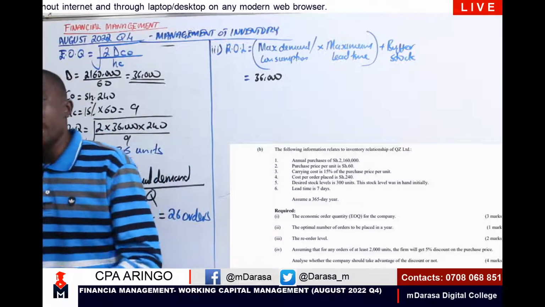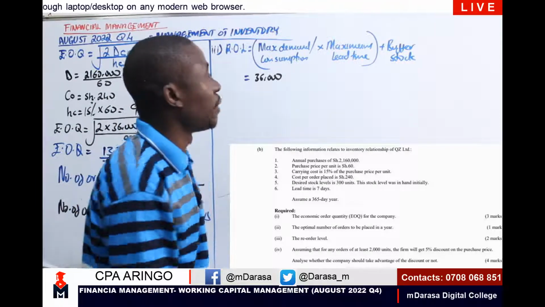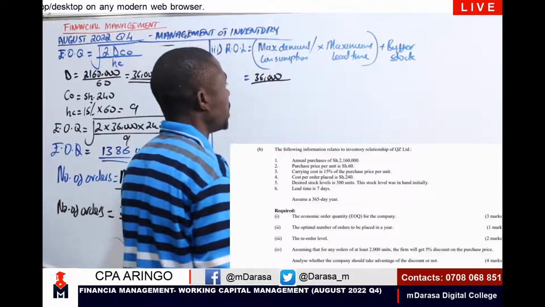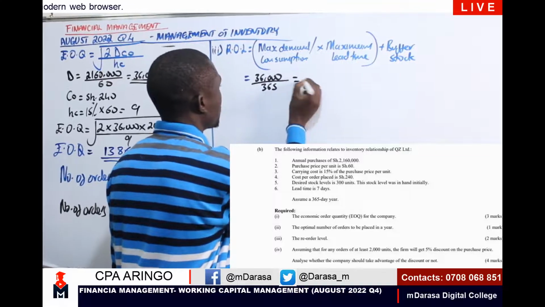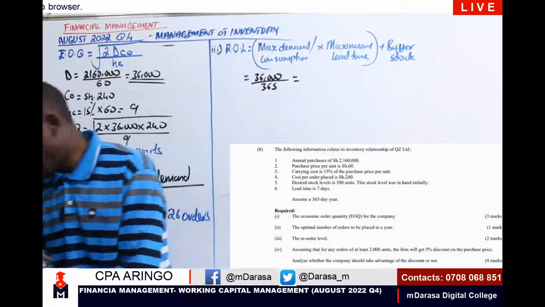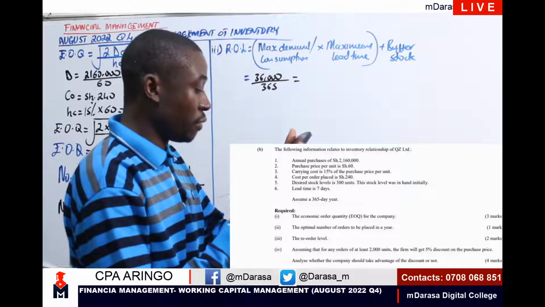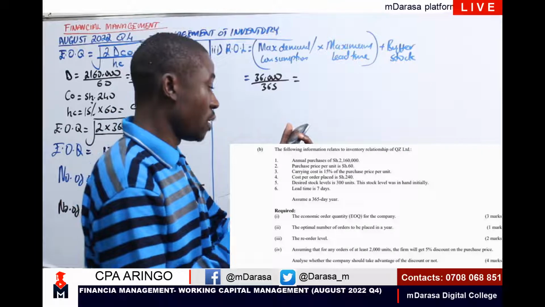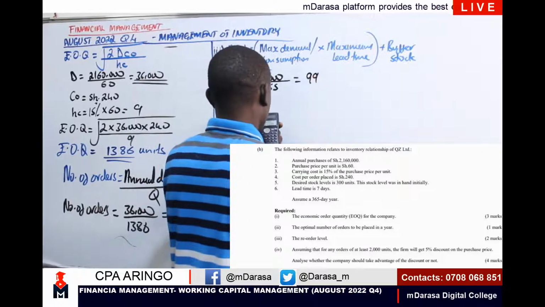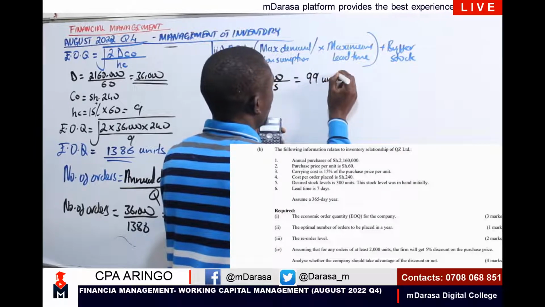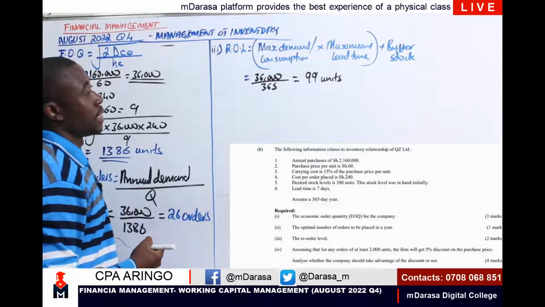So I can't use our maximum demand in a year. I'll have to convert this demand to days. How many days in a year? We are given 365. So clearly our daily consumption is 36,000 divided by 365. This should give us 99 units. So that will be our maximum demand, daily consumption.